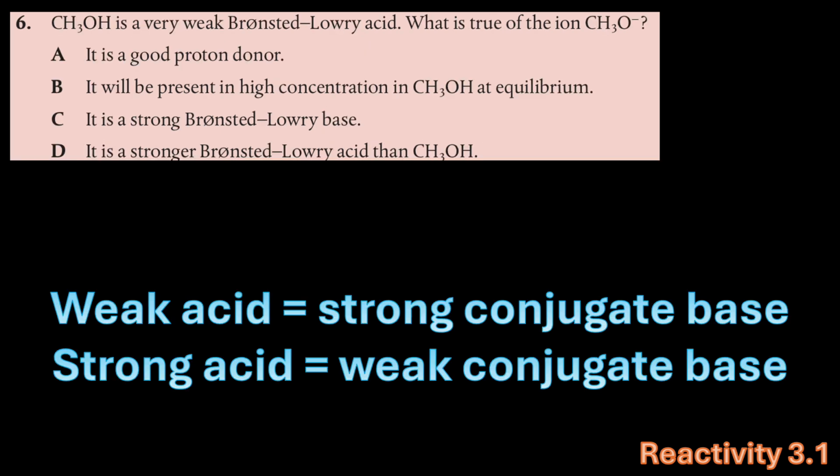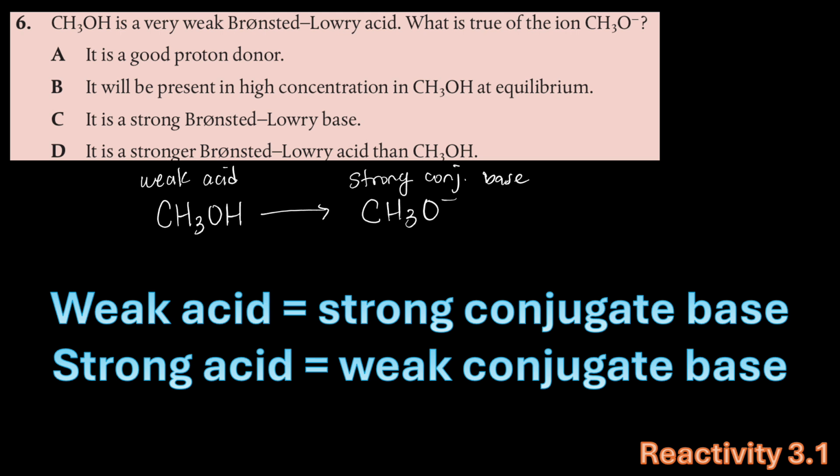6 says CH3OH is a very weak Bronsted-Lowry acid. What is true of the ion CH3O minus? So as we talked about on previous slides, we know that two species differing by one proton is a conjugate acid-base pair. So because it already stated CH3OH as an acid, we know CH3O minus is its conjugate base.